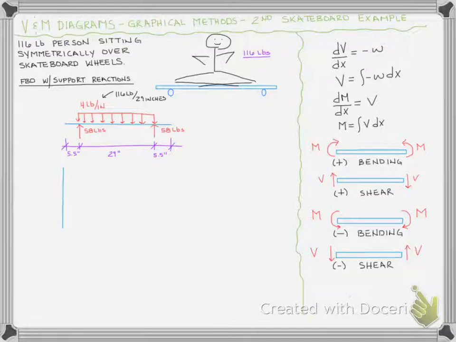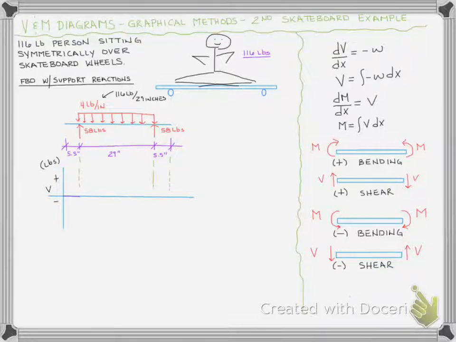So as we draw our shear diagram, we want to make sure that we label our drawing. And so we can start adding things in. We said that there is no load at all between 0 and 5.5 inches, so there's going to be no shear. And let's mark just where the ends of our boards and our wheels are to make this a little bit easier. So there's our 0 shear.